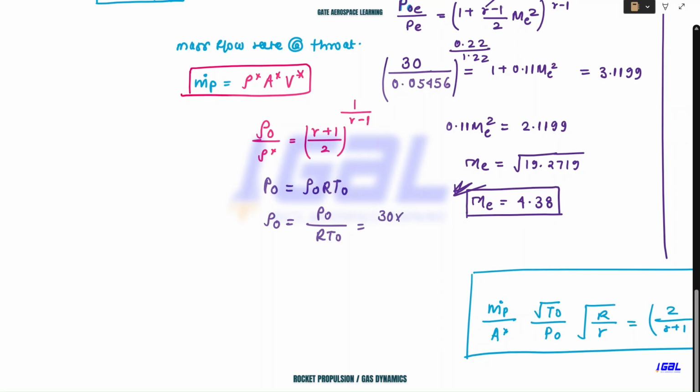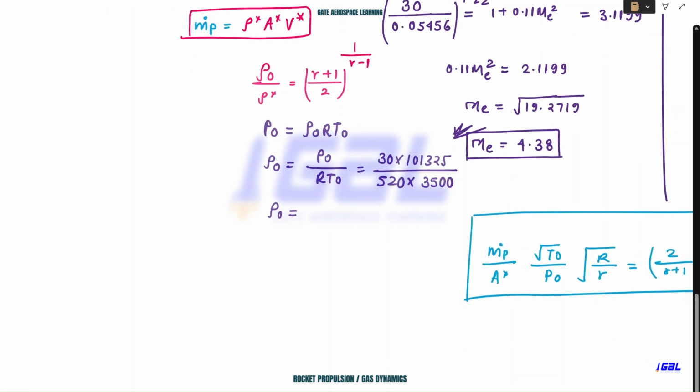So this is 30, and this is in atm. So you have to convert this into Pascal, because R and T are already in SI units. So you cannot directly substitute atm. And R is 520 joules per kg Kelvin. T naught is, what is the value? 3500, right? I hope you're understanding the physics, why I'm going this way, where I'm taking this formula. Okay, don't forget that we are doing the calculation for the throat location.